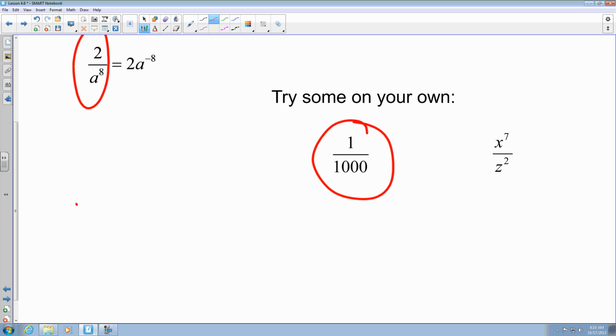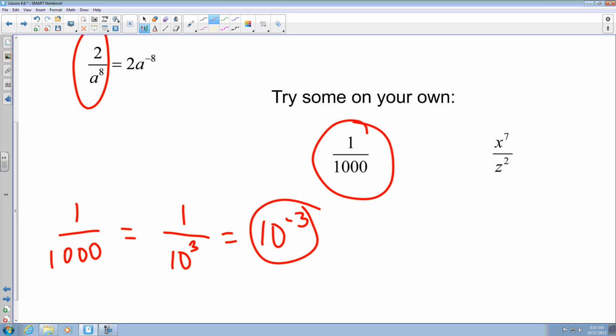I can write it like this. So I have 1 over 1,000. Another way to write 1,000 would be 1 over 10 to the 3rd power. Then if I want to remove the fraction bar, I take my 10 to the 3rd power, put it in the numerator, and attach a negative exponent to it.